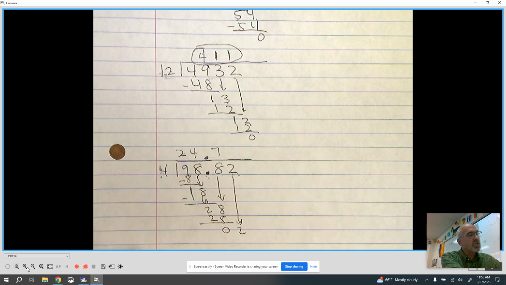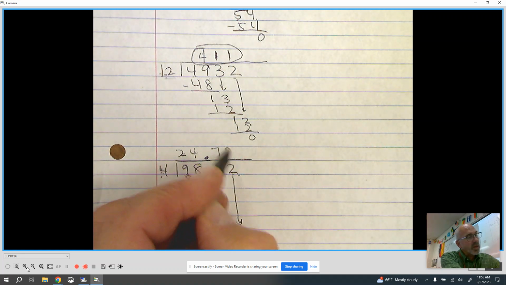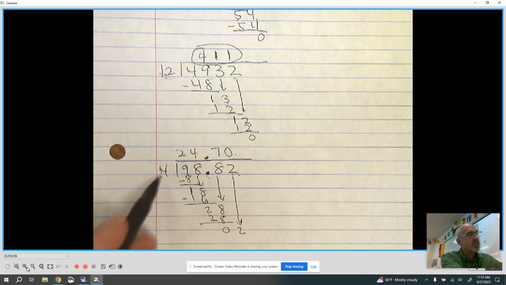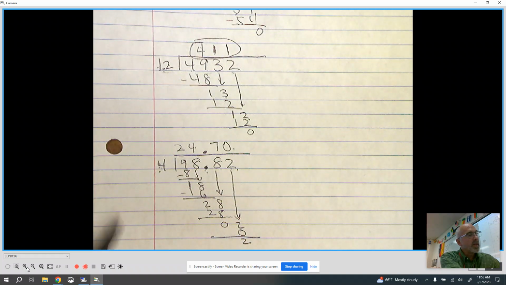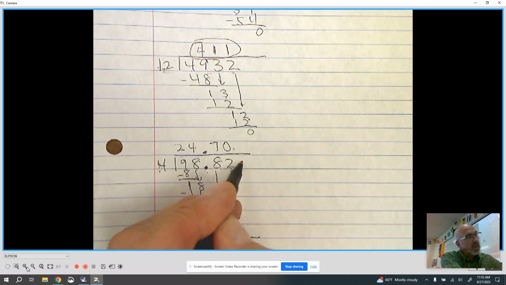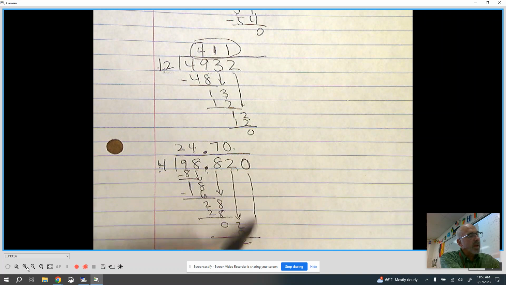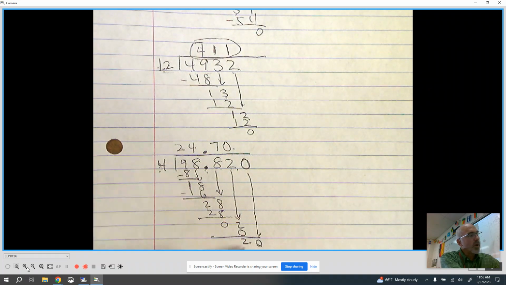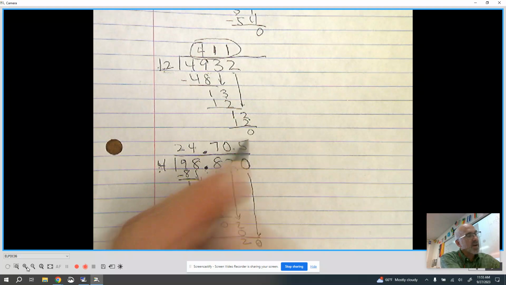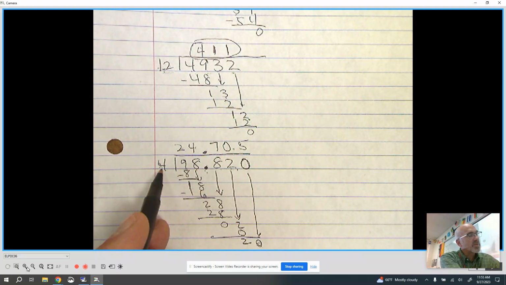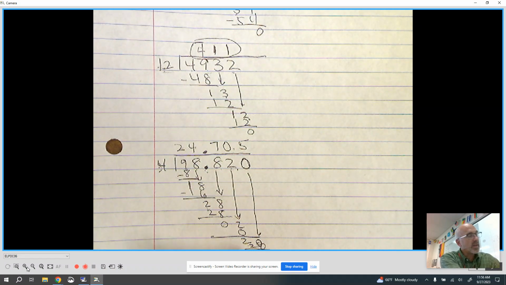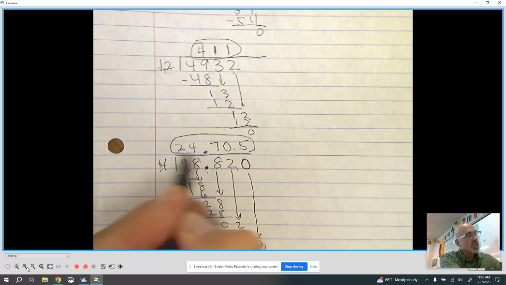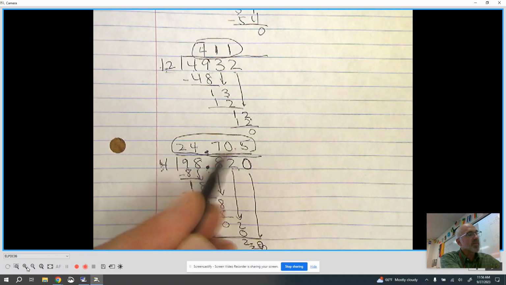Does 4 go into 2? No, it doesn't. So we say 0, and 0 times 4 is 0. When we subtract, we get a 2. Now, when we're working with decimals, what we do is we keep adding a 0 here and bringing it down. 4 goes into 20 5 times. 5 times 4 is 20, and 20 minus 20 is 0. Now we are done. 24.705.